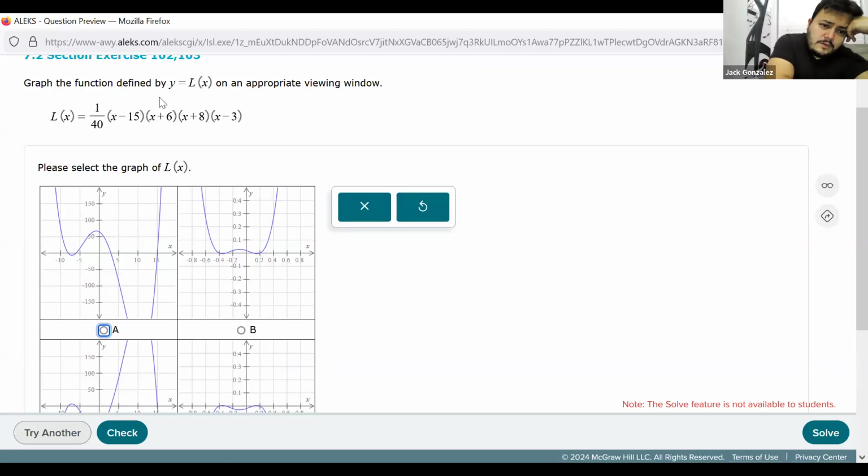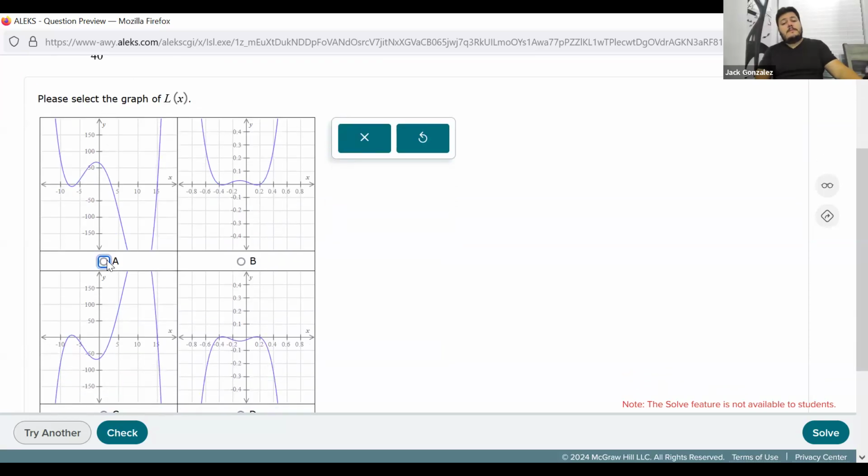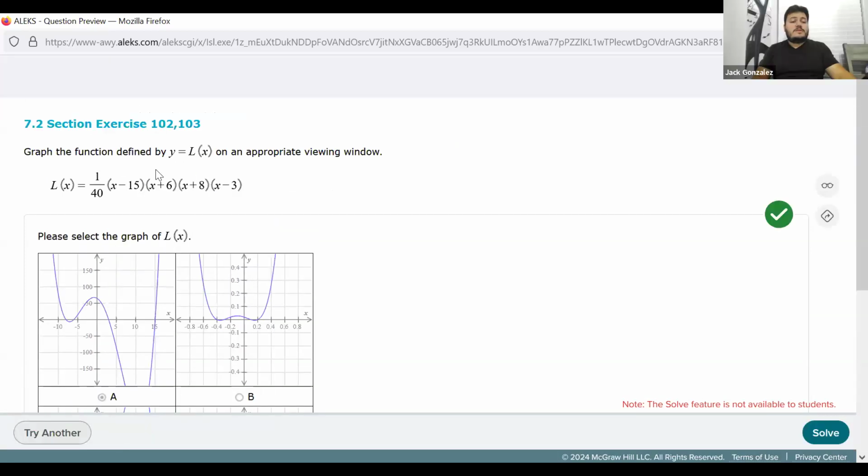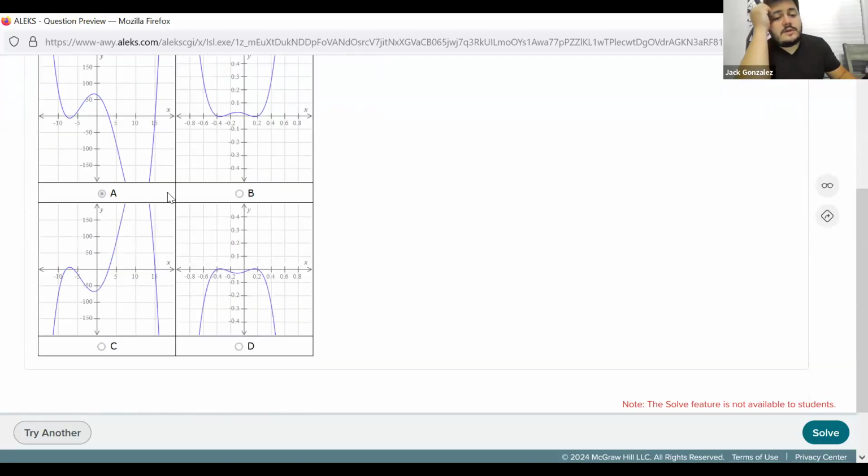Now, we have 1, 2, 3, 4 factors. So if you were to multiply everything out, the highest degree will be 4. And the front is positive. So the end behavior is another clue you can use. This would be opening up, right? So it has to be A. Is that clear? Yeah. So just check the zeros and check the end behavior. That should be enough to choose the right answer.